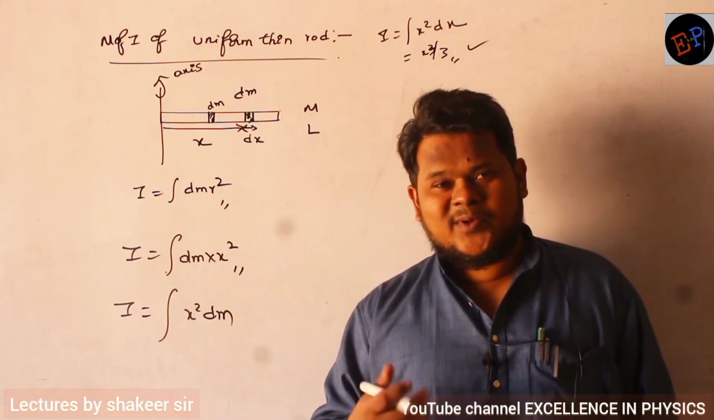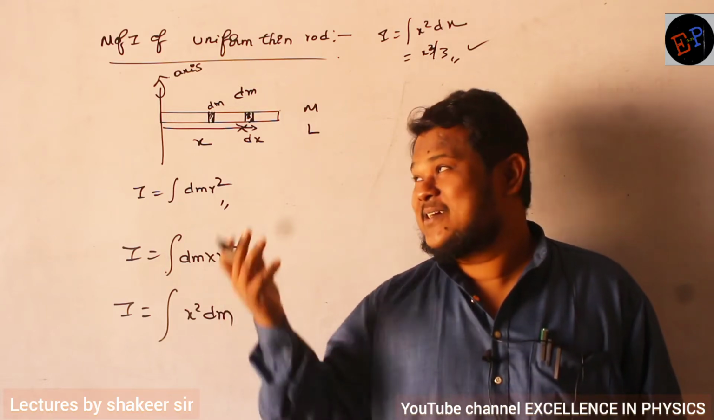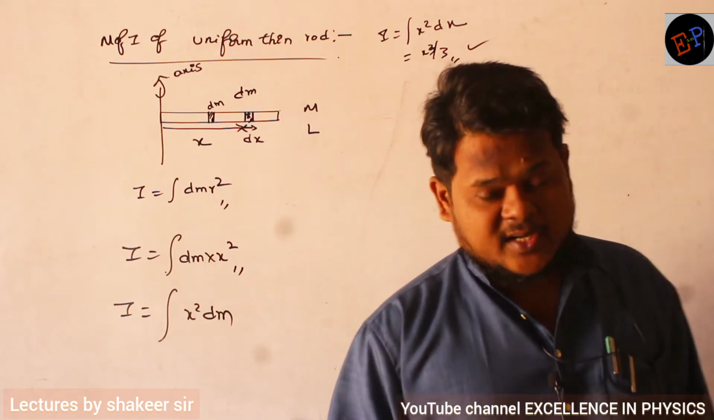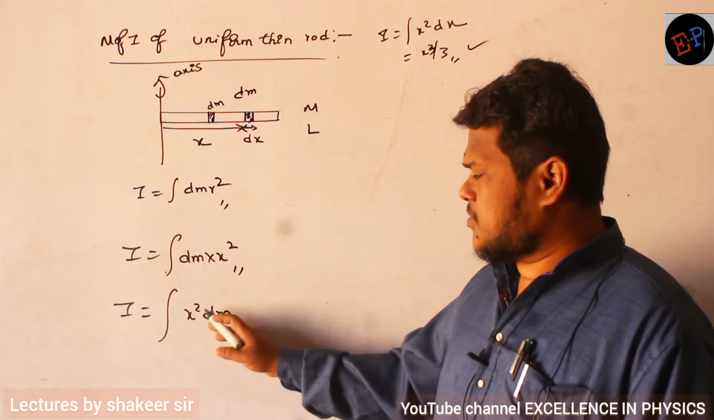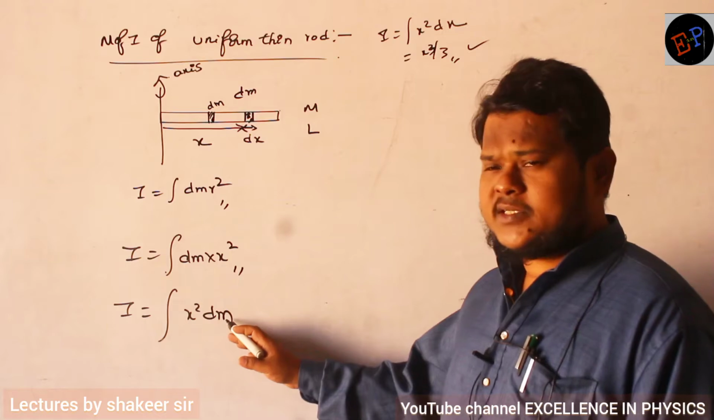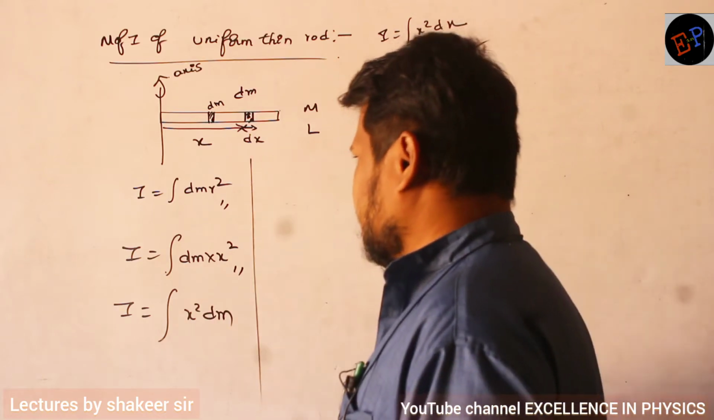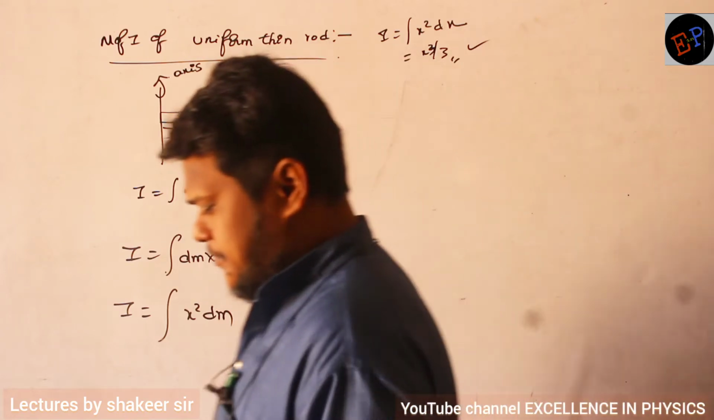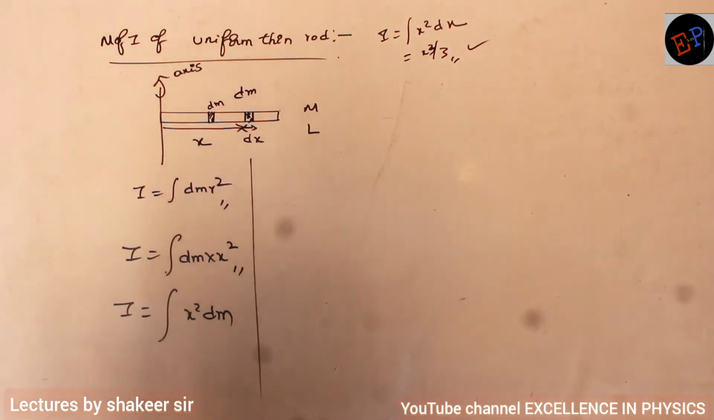But here we cannot do that, because for individual dm's the distances are different. So therefore what I am supposed to do is convert this dm in terms of x. Are you able to understand, ma? What should I do with this dm? I have to convert it into x form. How is it possible? Can you say? How can you convert dm in terms of dx? Only then can I integrate it, otherwise I cannot integrate.